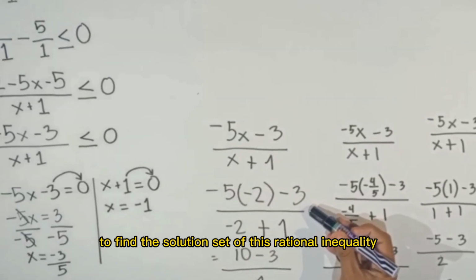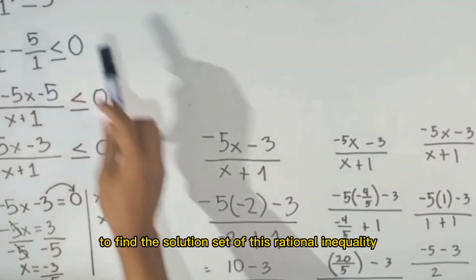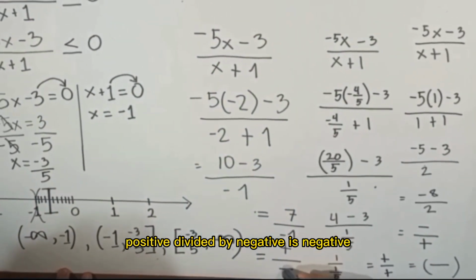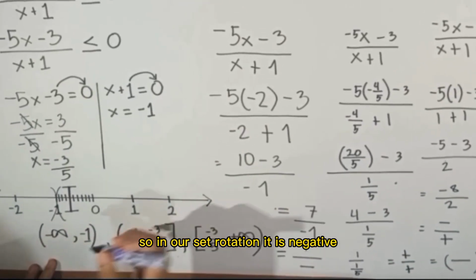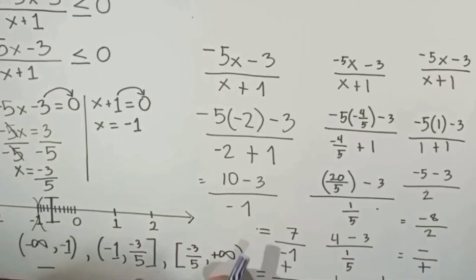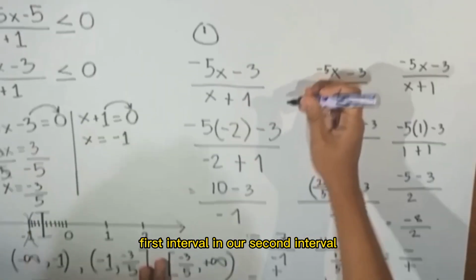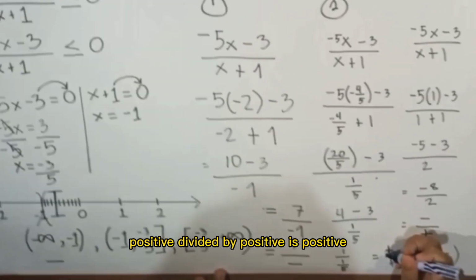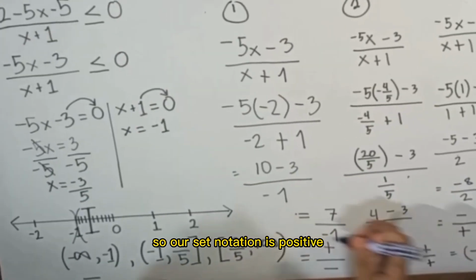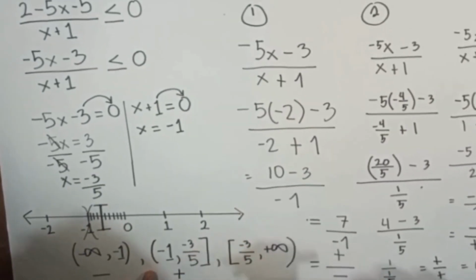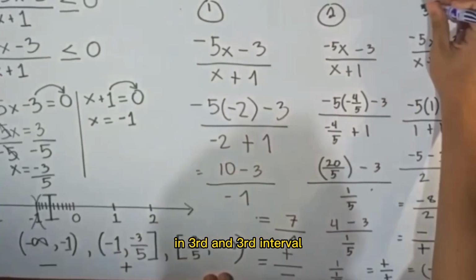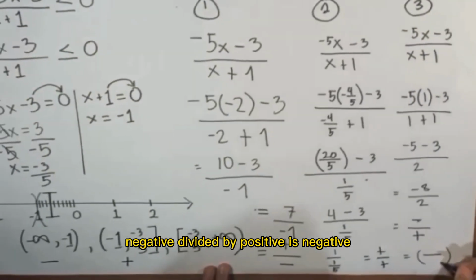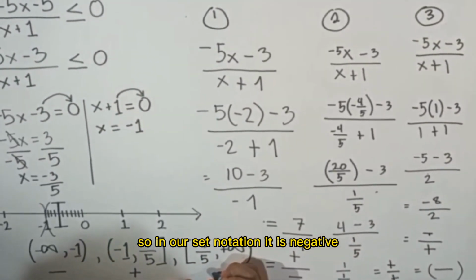To find the solution set of this rational inequality: in the first interval, positive divided by negative is negative. So in our set notation, it is negative in the first interval. In our second interval, positive divided by positive is positive. So our set notation is positive. In the third interval, negative divided by positive is negative. So in our set notation, it is negative.